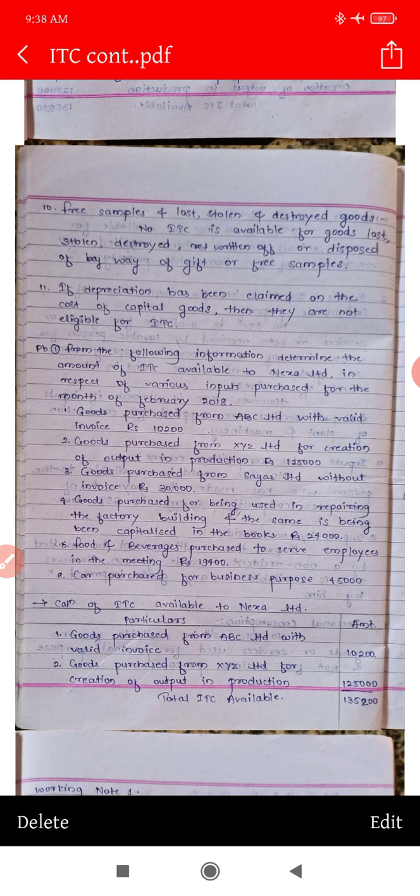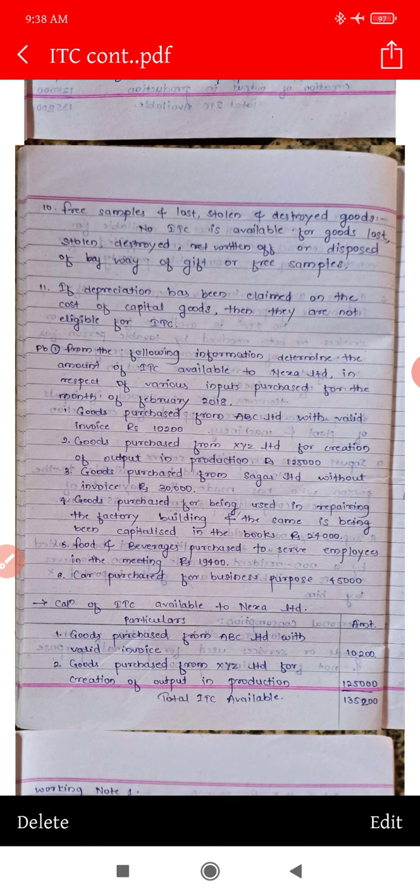This is a very important topic. We see these kinds of problems appearing every year for 15 marks, either in case studies or in Section C. So pay attention. From the following information, determine the amount of ITC available to Nexa Limited in respect of various inputs purchased for the month of February. So you have to calculate ITC for Nexa Limited.